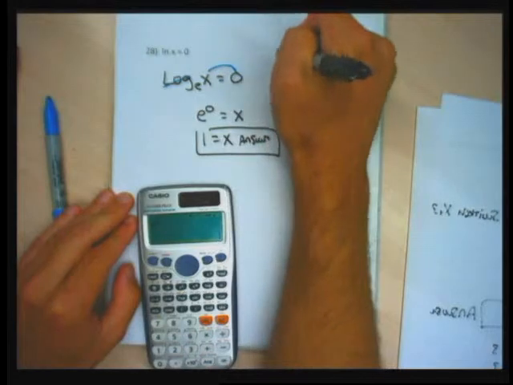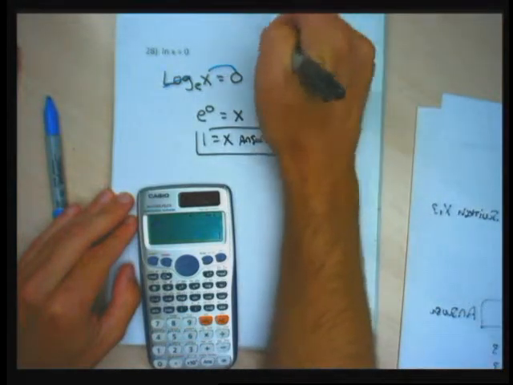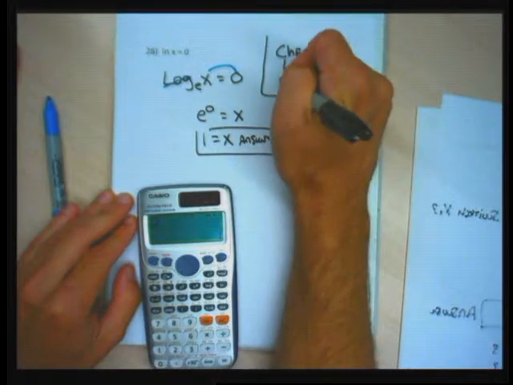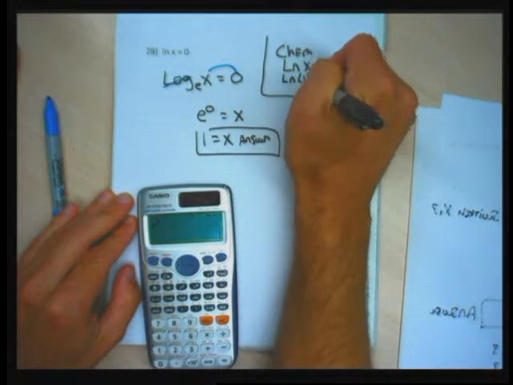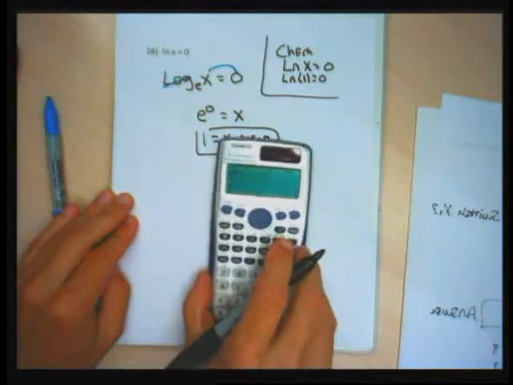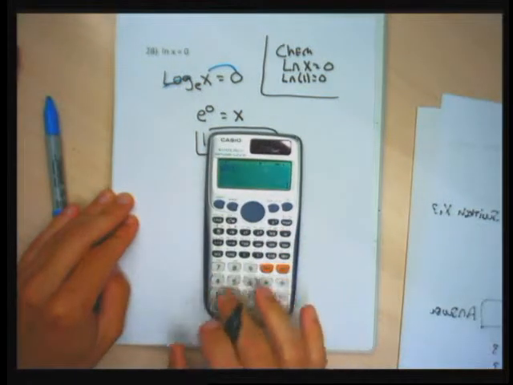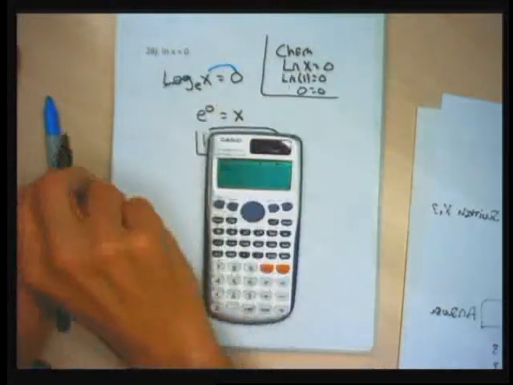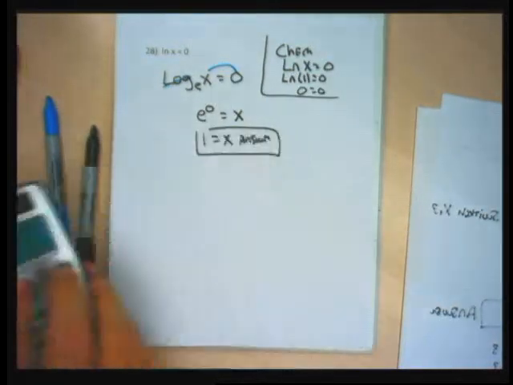I should be able to check. The original problem is the ln of x equal to 0. I'm going to make sure that the ln of 1 equals 0. My calculator likes the parentheses, and it's kind of nice to see them anyways. So ln of 1. When I do that, I get 0 equal to 0, so I know my answer is correct, and I've done that properly.